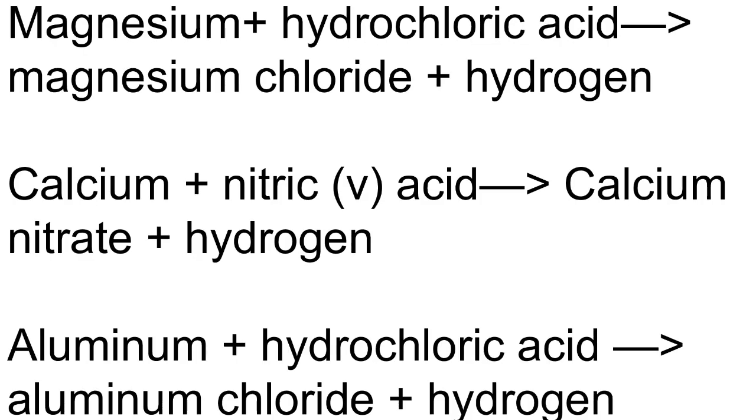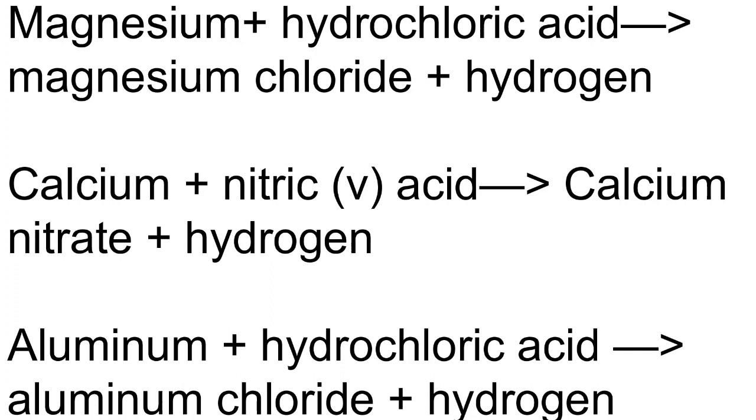Now, let's look at some examples of the equations which we can write on reacting some metals with acids. For example, when you react magnesium with hydrochloric acid, then you form a salt by the name magnesium chloride.